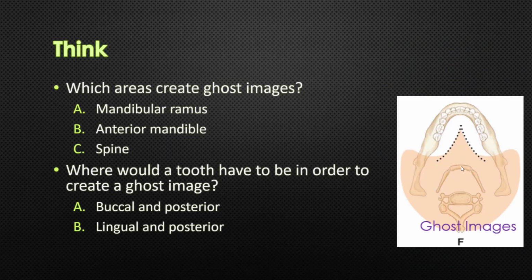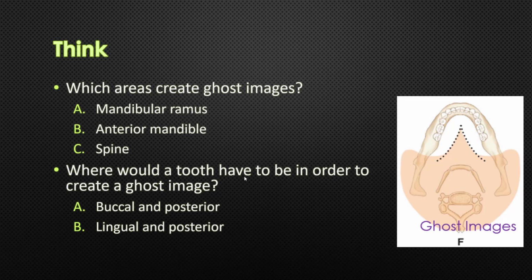All right, I want you to think for yourself for a second here and consider this question. Which areas create ghost images? Here's that image of the orange area showing where ghost images are, as a cheat. And so, are you going to see a ghost image of the mandibular ramus? Yes, the right mandibular ramus causes a ghost image when it's starting to form the left side of the patient. The anterior mandible, does that create a ghost image? No, it's never posterior or between the point of rotation and the source. So the anterior mandible, no. The spine, does that create a ghost image? Yes, when it's imaging from behind, when it's imaging the anterior teeth, that's when you get the ghost image of the spine. So A and C are correct here.